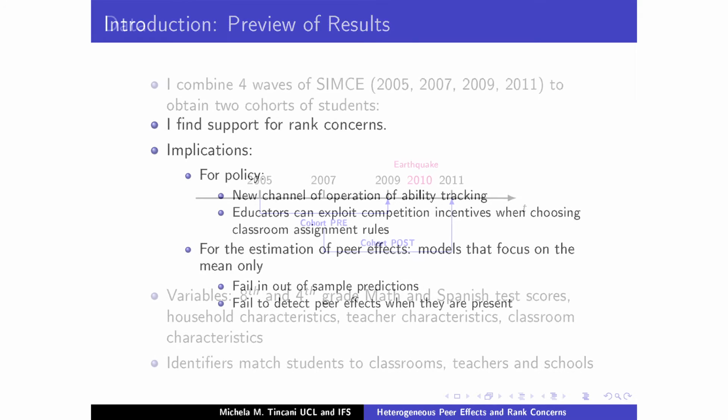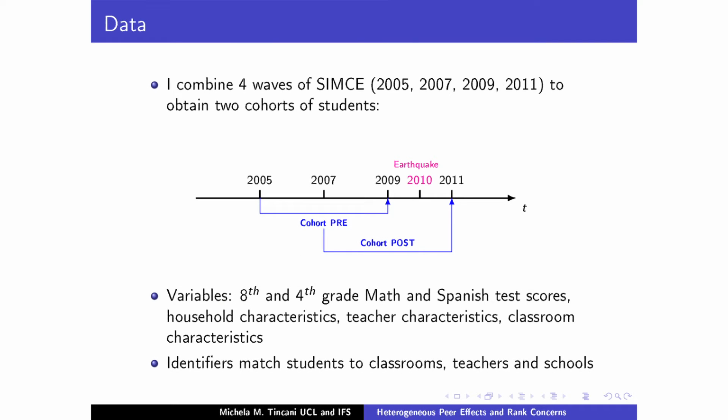So in terms of data, I combine 4 waves of the SIMSE data set. The SIMSE is an administrative data set with information on the universe of students. In particular, I will have 8th and 4th grade math and Spanish test scores. And I create 2 cohorts of students. One, I will call the pre-earthquake cohort, because they're observed in the 4th grade in 2005 and in the 8th grade in 2009. The second one, I call the post-earthquake cohort, because they're affected by the earthquake that happened in 2010. My outcome of interest is 8th grade test scores.